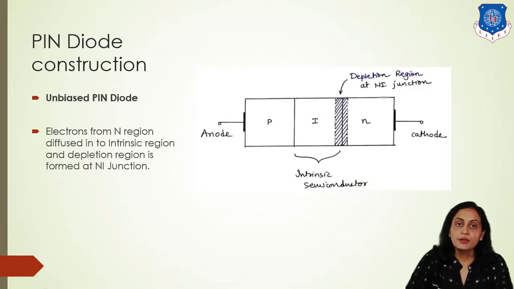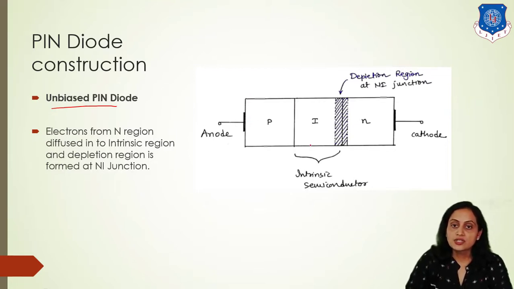Now we will see PIN diode construction, and in that specifically we will see the unbiased PIN diode. That means if we are not connecting any DC supply to the terminal of the PIN diode, then how it will behave. So this is a construction of PIN diode. You can see this is a p-type semiconductor material, this is an n-type semiconductor material, and in between these two the intrinsic semiconductor material is being sandwiched.